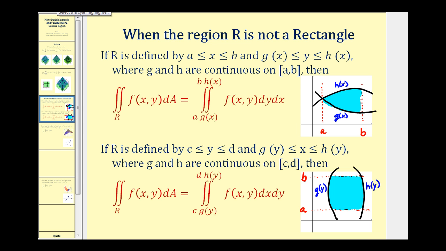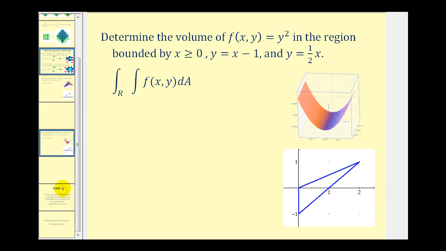If the region is bounded above and below by a function of x, we're going to integrate with respect to y first, using g of x and h of x as our limits of integration in terms of y. And if the region is bounded to the left and right by a function of y, we'll integrate with respect to x first, with the limits of integration being g of y and h of y. So let's go and take a look at our first example.